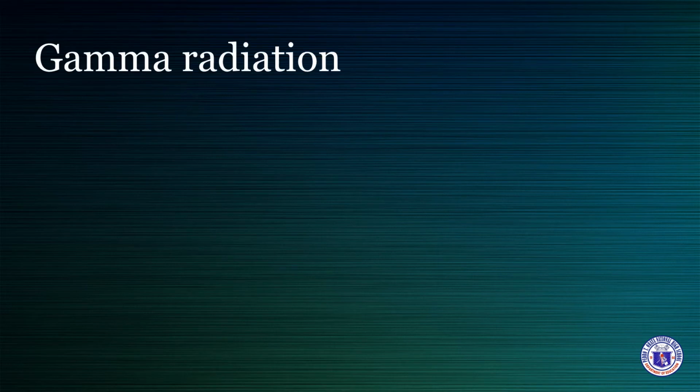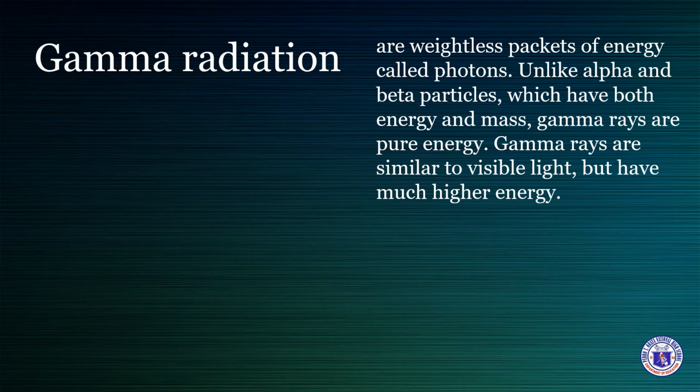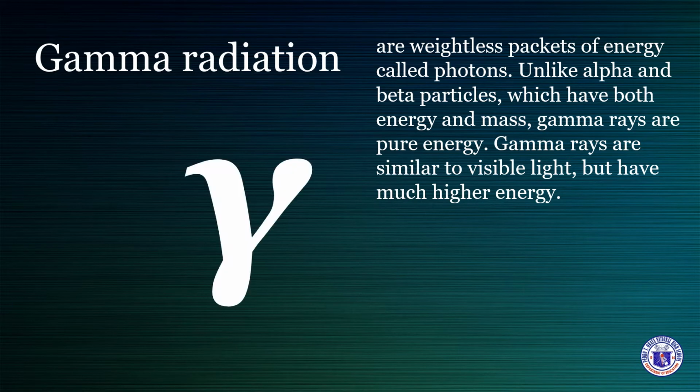Another radioactive process is gamma radiation. Gamma radiation is made of wave packets of energy called photons. Unlike alpha and beta particles, which have both energy and mass, gamma rays are pure energy. Gamma rays are similar to visible light but have much higher energy. This is the symbol, and it has a mass of 0 and a charge of 0.